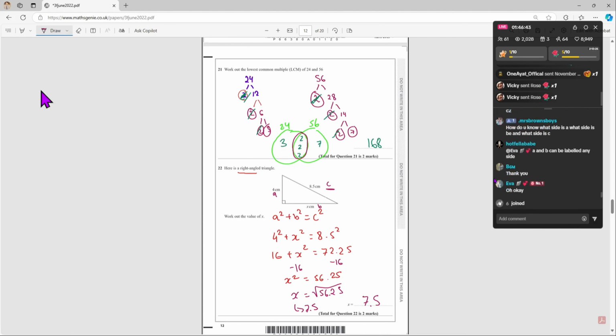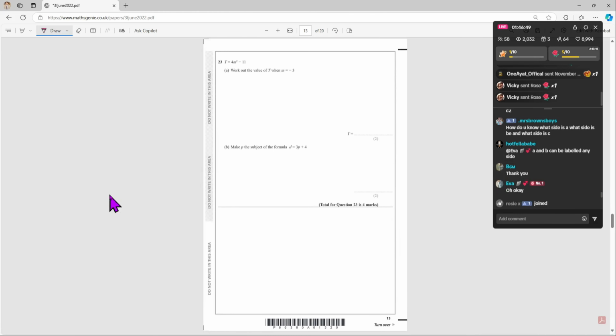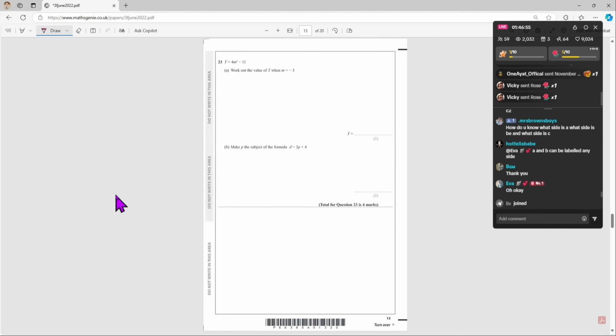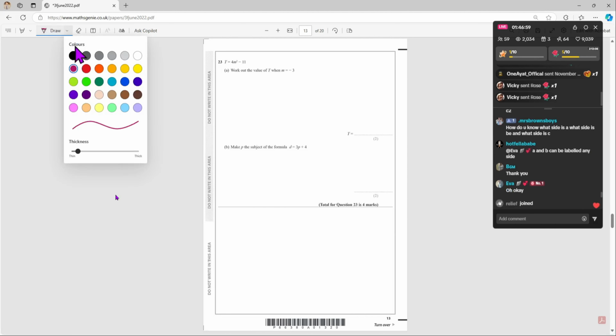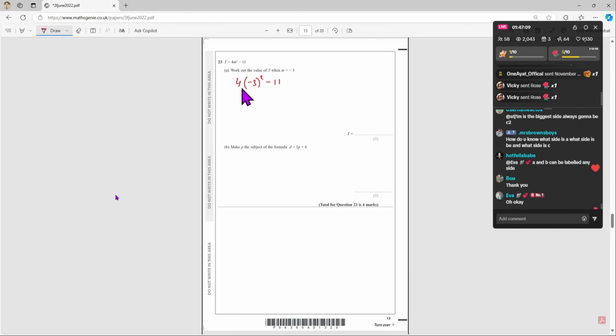So guys, let's move on to our next question. We have t is equal to 4m squared minus 11. Work out the value of t when m is equal to negative 3. So we are going to use our substitution method to substitute the value of negative 3 into our equation. So we have 4, and then the value of m, which is negative 3 squared, minus 11.